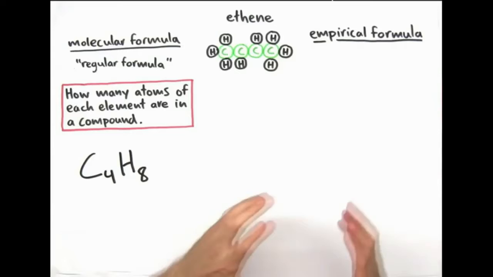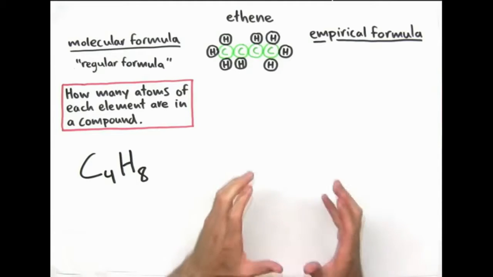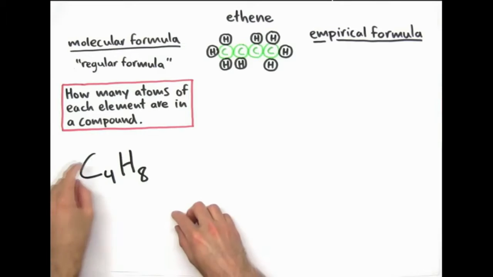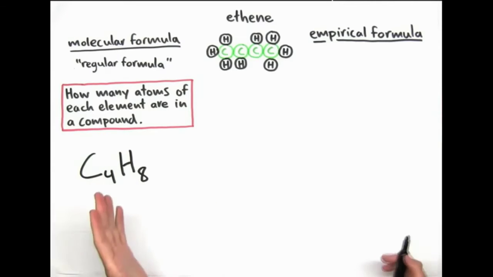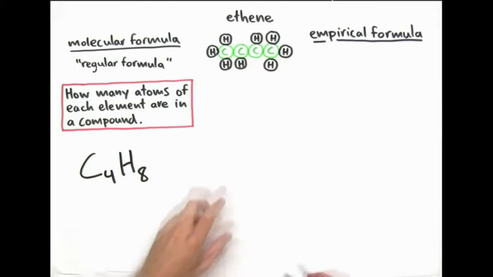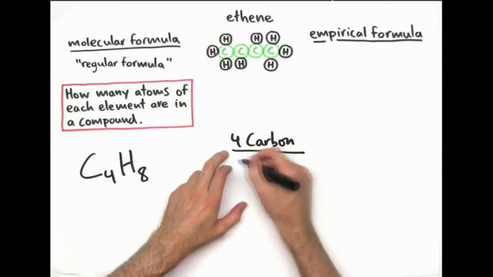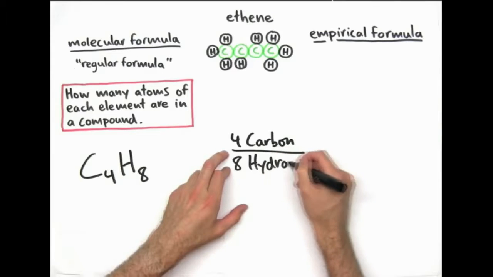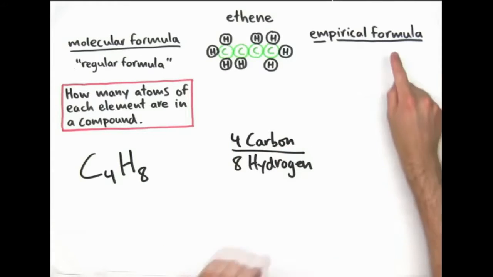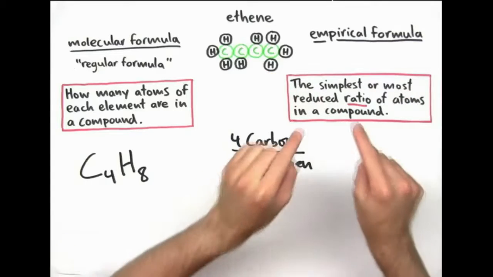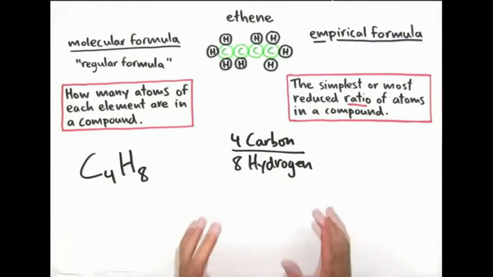Now, empirical formula over here is all about the ratio of different types of atoms in a compound. So here we have 4 carbons and 8 hydrogens. Let's write this as a fraction or as a ratio. So we've got 4 carbon over 8 hydrogen. Now, what's special about the empirical formula is it tells us the simplest or most reduced ratio of the atoms in a compound.